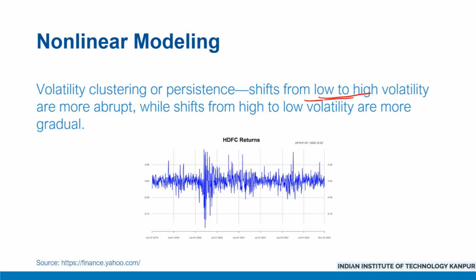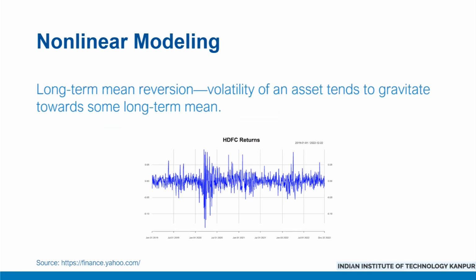That is, low to high volatility shifts are more abrupt. You suddenly find a jump from low to high volatility, while shifts from high to low volatility are more gradual. The next property, which is very critical, is called long-term mean reversion.